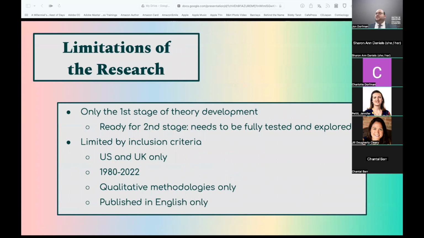As with any research, there were some limitations. This was only the first stage of theory development. It is ready for the second stage, which is to be fully tested and explored before being put into widespread practice. It is limited by the inclusion criteria, that is, studies only published in the US and the UK between 1980 and 2022, utilizing only qualitative methodologies and only published in English.